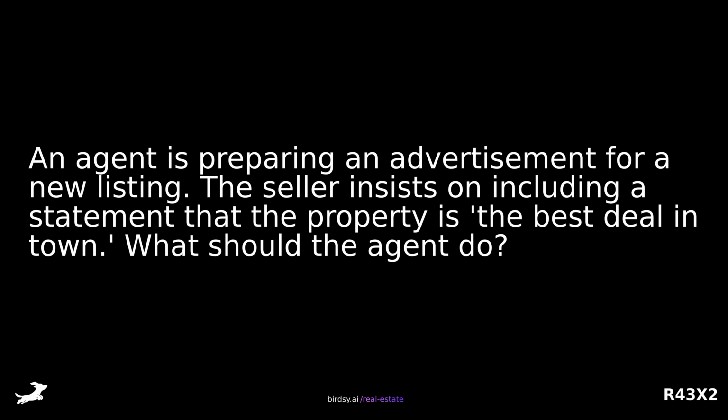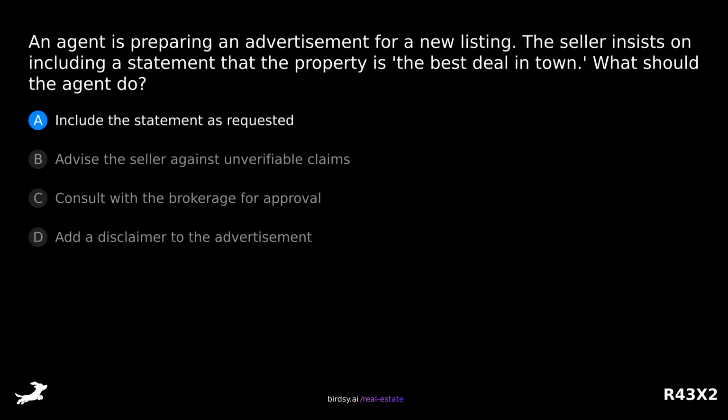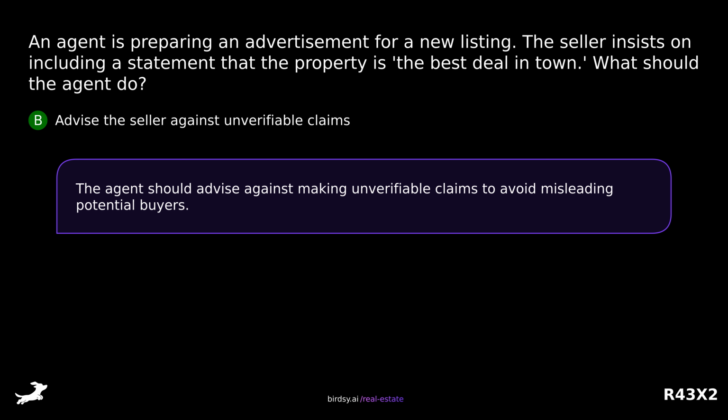An agent is preparing an advertisement for a new listing. The seller insists on including a statement that the property is the best deal in town. What should the agent do? Is it A, include the statement as requested, B, advise the seller against unverifiable claims, C, consult with the brokerage for approval, or D, add a disclaimer to the advertisement? The answer is B, advise the seller against unverifiable claims. The agent should advise against making unverifiable claims to avoid misleading potential buyers.